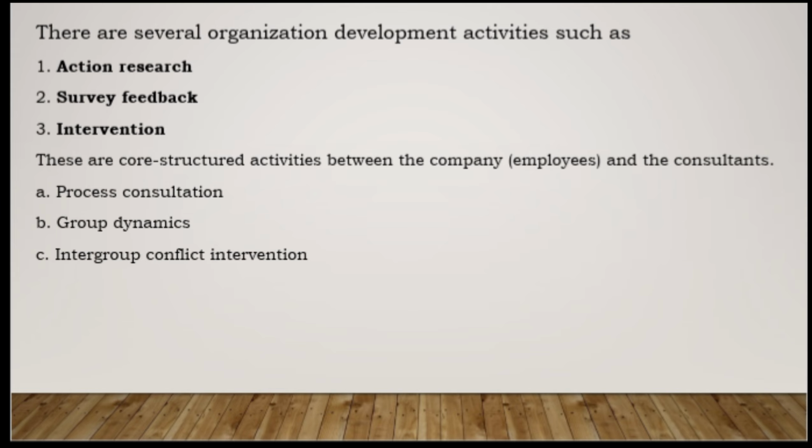First is the process consultation. This process consultation, defined by Skeen, 1969, involves understanding and addressing organizational processes and their consequences to solve problems. B is group dynamics, which focuses on how members of a group interact and react, with team building being a common example. C. Intergroup conflict intervention. It encourages groups to share perceptions and identify issues to resolve conflicts effectively.